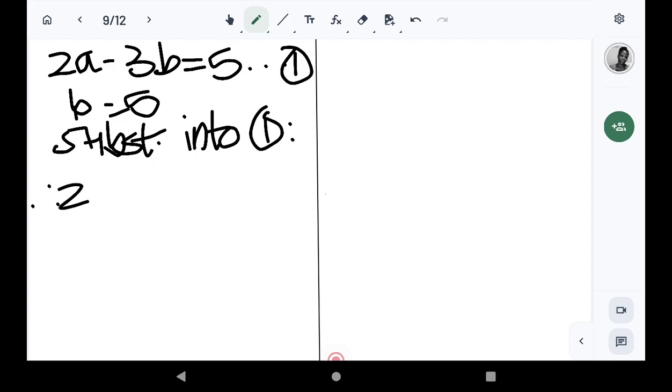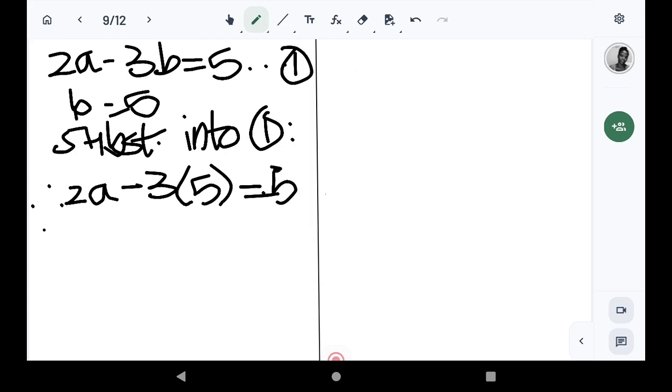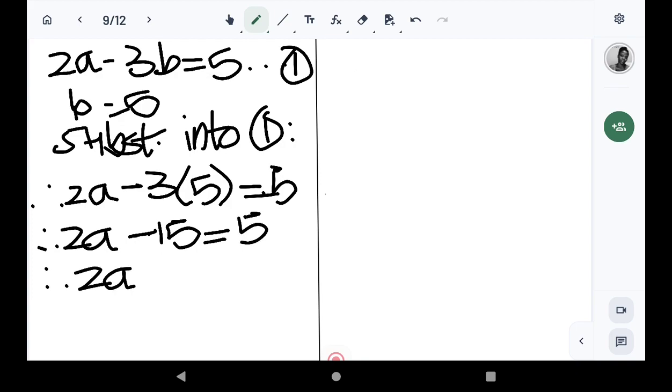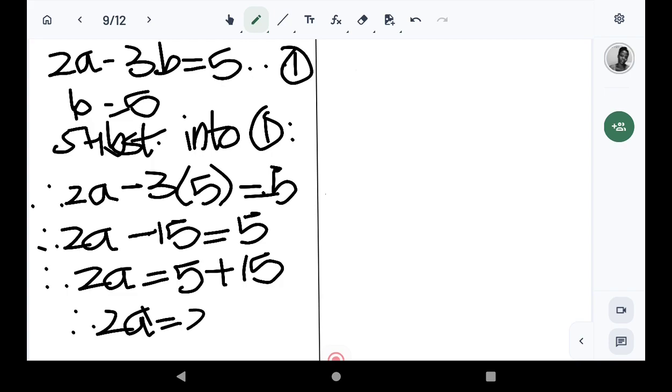Sorry, no, we don't have the a. Sorry about that. We substitute for b because that's what we have. So we leave the a's alone and we substitute the b. Therefore 2a minus 15 equals to 5. Therefore 2a equals to 5 plus 15. Take the numbers to the right hand side, meaning that 2a equals to 15 plus 5, that's 20.